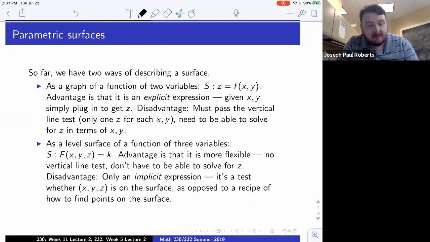Another weakness is that you have to be able to solve for z in terms of x and y. We've seen a few times in this course that algebra can be difficult, if not impossible, to do. So there are some equations that you might not be able to solve for z in terms of x and y.